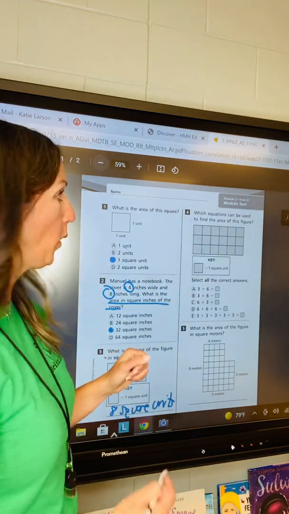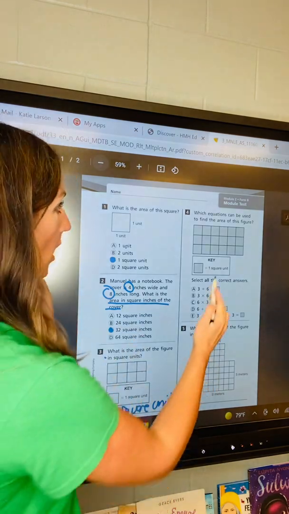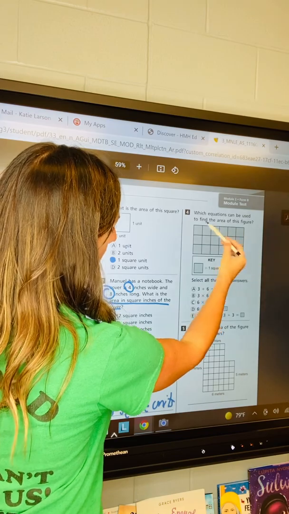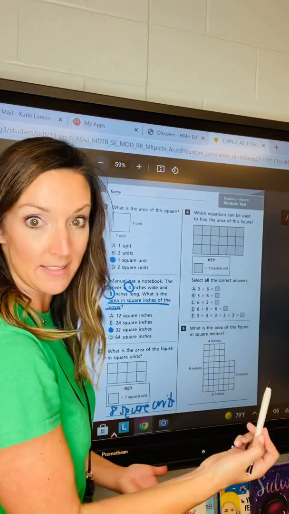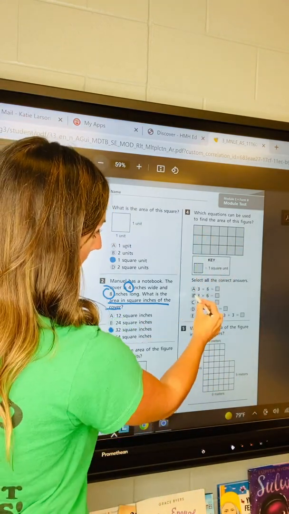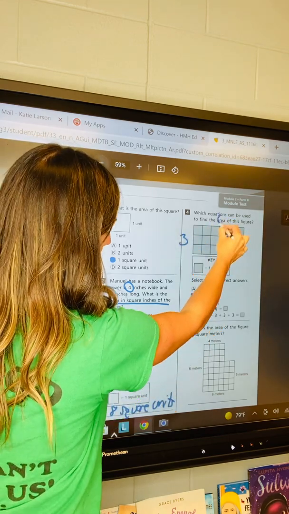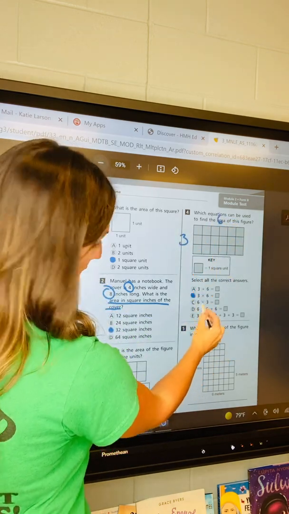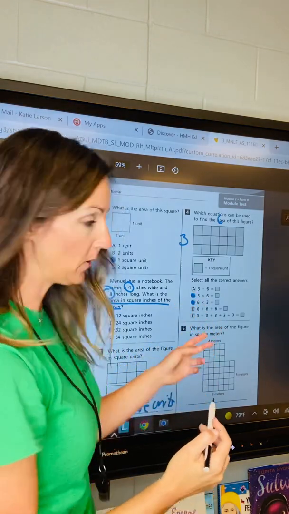Over here for number 4, it says which equations can be used to figure out this area? Okay, so we have 1, 2, 3, 4, 5, 6, and we have 3 rows of 6. So you cannot do 3 plus 6. That's not going to give you the area. So it's not A. 3 times 6, yes, because you multiply for area. This is 3, this is 6. 6 times 3, yep, you can do it that way too. It doesn't matter what order they go in, 3 times 6 or 6 times 3.